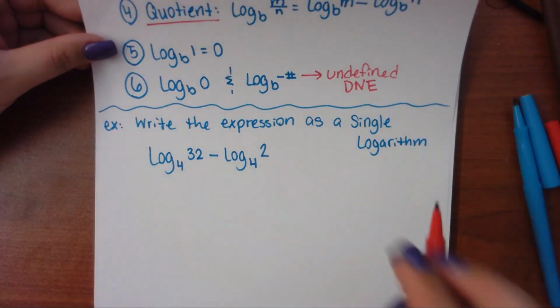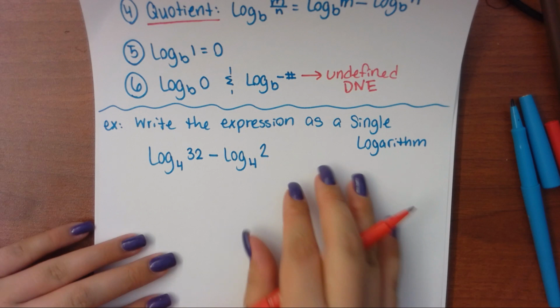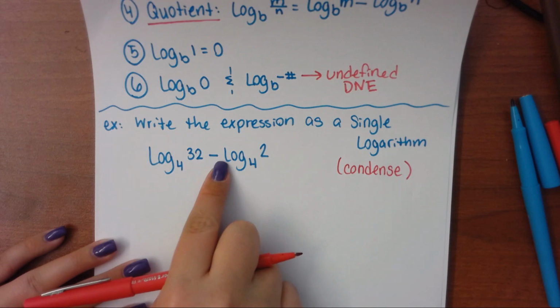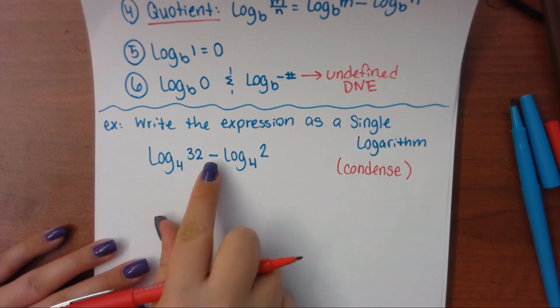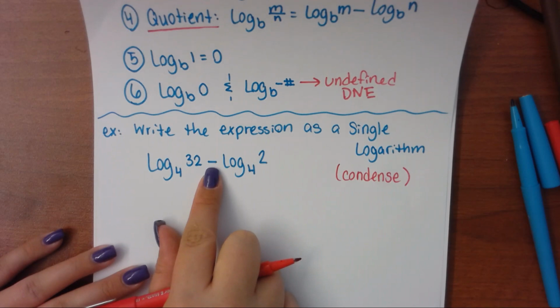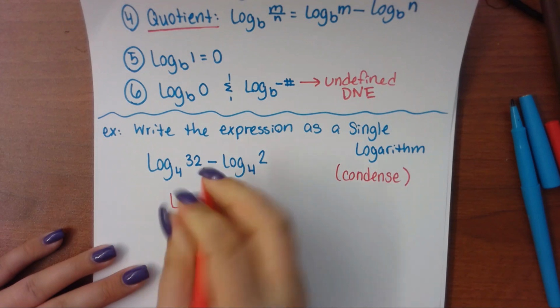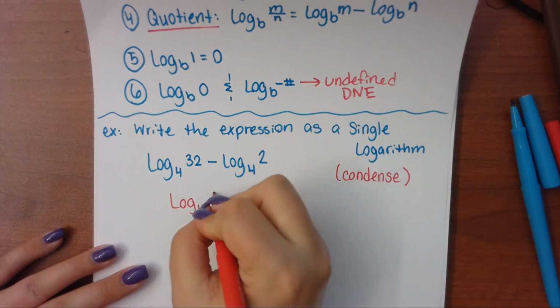So let's look at condensing, because this is what this means. Write the equation as a single logarithm means we are going to condense the equation. So if I'm looking here, the first thing that I want to look for is if I have any numbers out front. If I have any numbers out front, I want to write them as exponents. And in this case, I don't, so I don't need to worry about that. But I'm going to write it as a single logarithm. I have subtraction here, so that's going to be my quotient property, where I write it as division. So that's going to be log base 4. Now notice that the bases are the same. You can't do this if the bases are different. The bases have to be the same for you to condense.